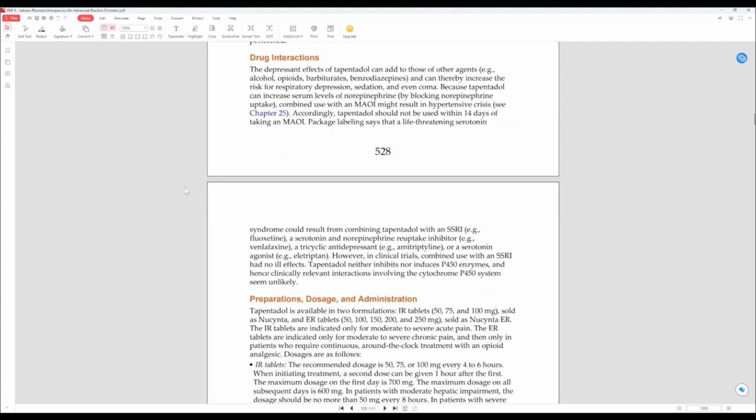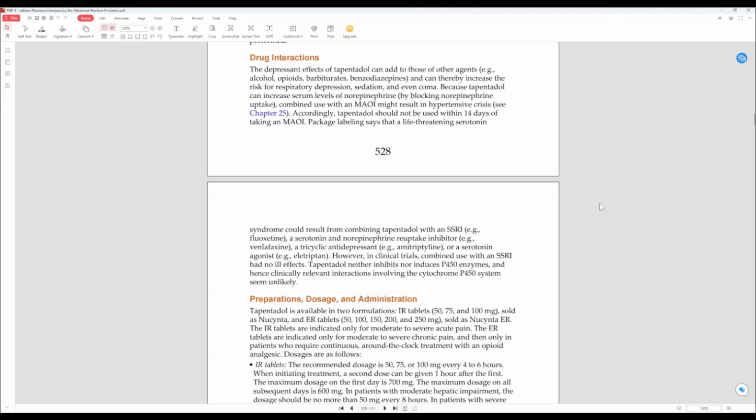So, drug interactions. The depressant effects of tapentadol can add to those of other agents and can thereby increase the risk for respiratory depression, sedation, and even coma. Because tapentadol can increase serum levels of norepinephrine, combining use with a MAOI might result in a hypertensive crisis, which we'll discuss more in Chapter 25. Accordingly, tapentadol should not be used within 14 days of taking a MAOI.